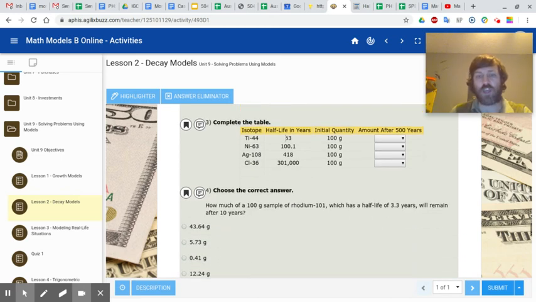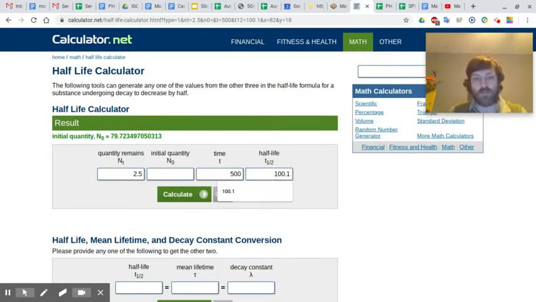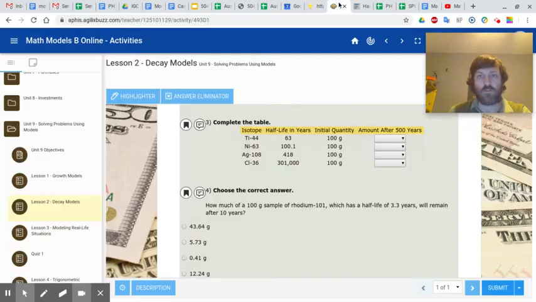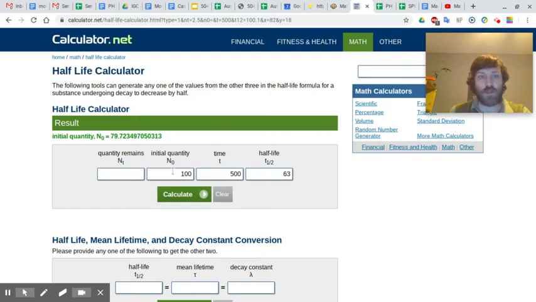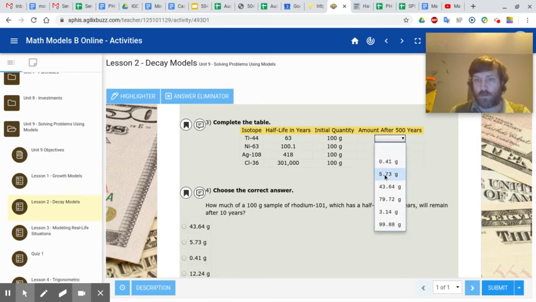Table 3, it's going to change to where now we're finding the amount after 500 years. So we are given an initial amount, and now we're finding how much is left. So what we're going to do differently, let's go ahead and put our half-life in of 63. And now the time is 500, but what's changed is that we don't know the remaining quantity, and we do know the original quantity. We know that there was 100 to begin with, but we don't know how much is remaining after 500 years. We calculate, it's going to load 0.4082, and there, what's rounded. So that's our answer right there.